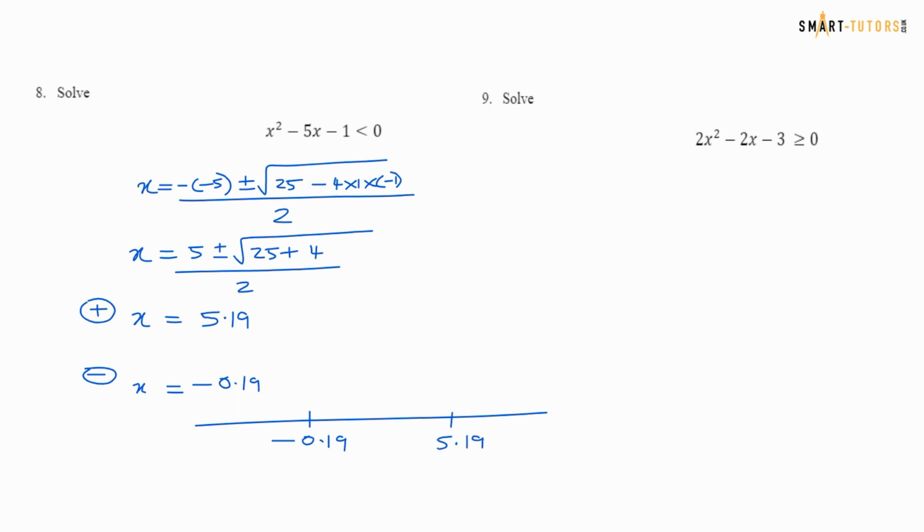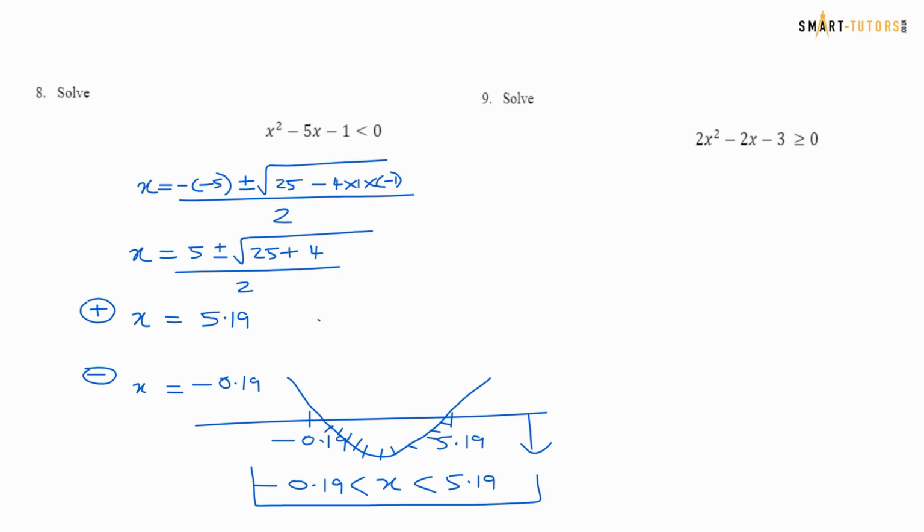And it's a quadratic graph, and a happy face graph goes like that. It's a less than, so below the curve. So my answer is minus 0.19, like that, 5.19. Why is that? Because it's in between. So this is the answer for question number 8.